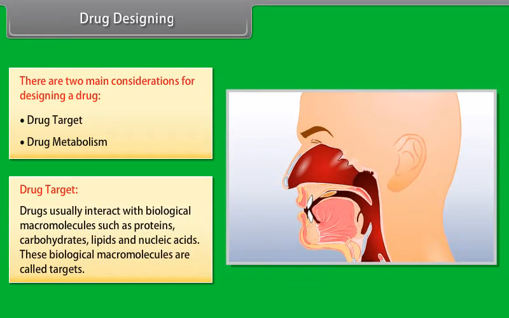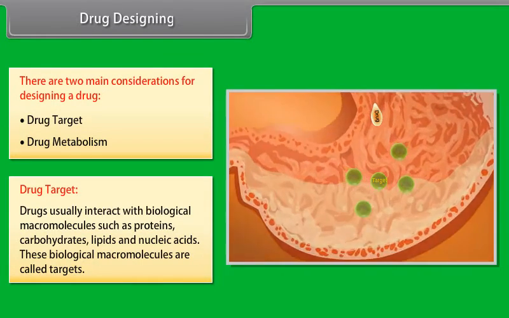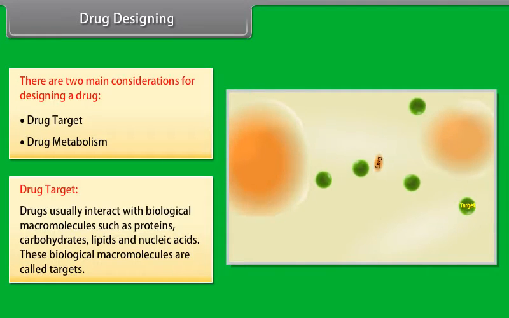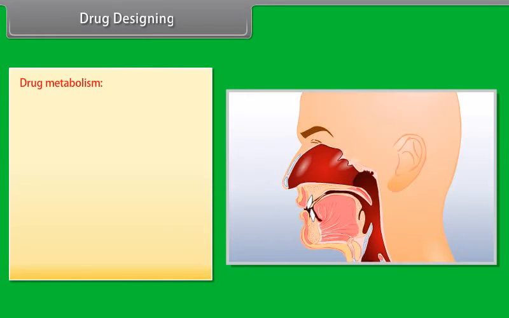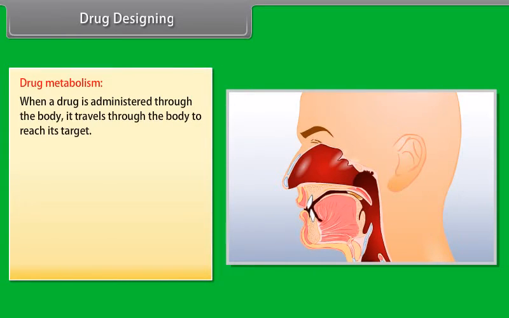Based on molecular targets. They are based on molecular targets like enzymes, receptors of cells, macromolecules like carbohydrates, proteins, lipids, and nucleic acids. Drug designing. There are two main considerations for designing a drug: drug target and drug metabolism.